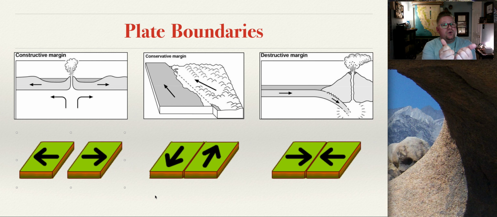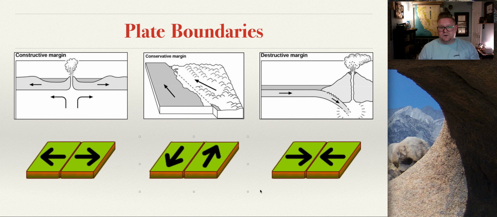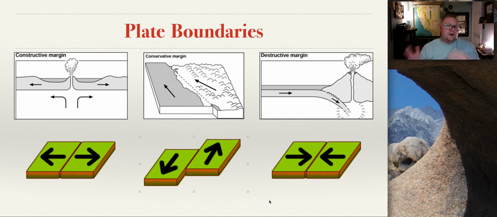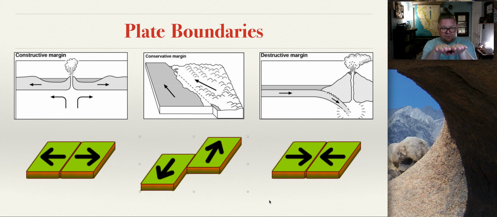So you're creating new crust. So that's why it's considered constructive. Another one, I'll stop there. Another one we'll have is conservative. Well, conservative means you're not making and you're not breaking. So it's technically just pushing and sliding back and forth along one another.